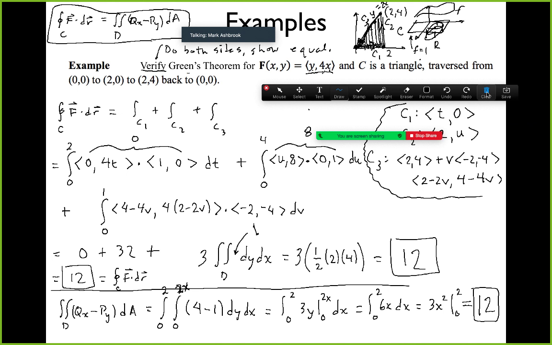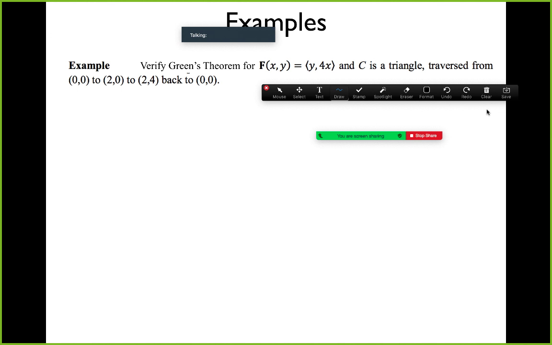All right, can I clear this? Any questions? All right, next example.